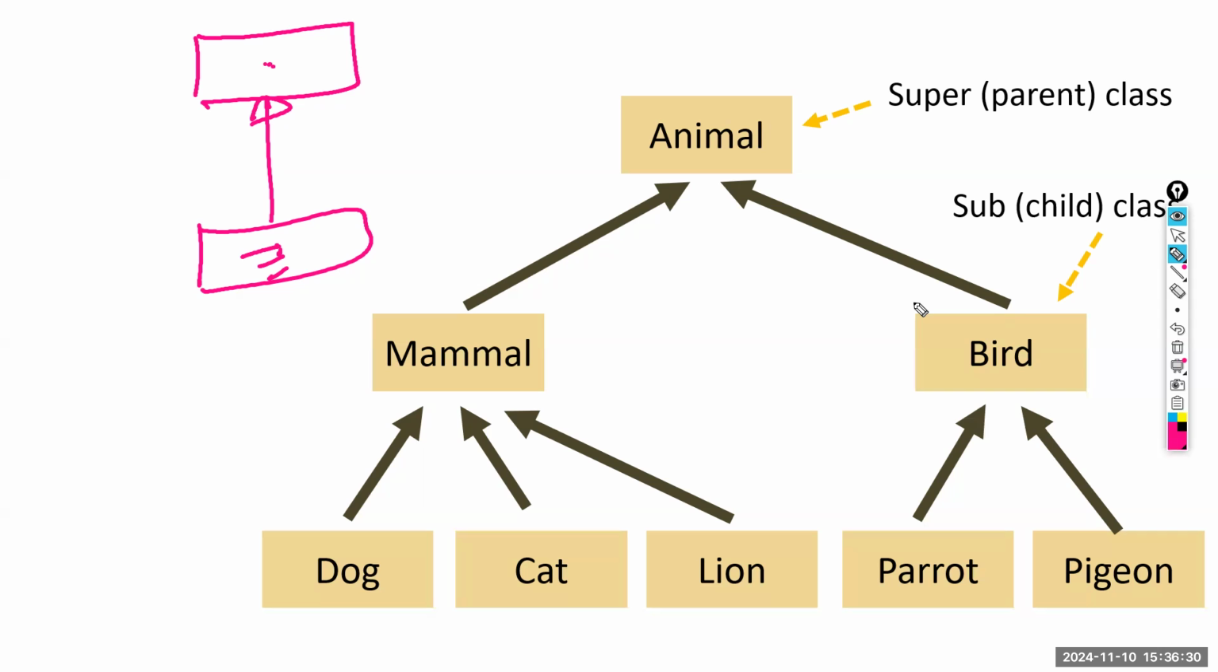But this is class inheritance. Okay. Something like mammals are animals.